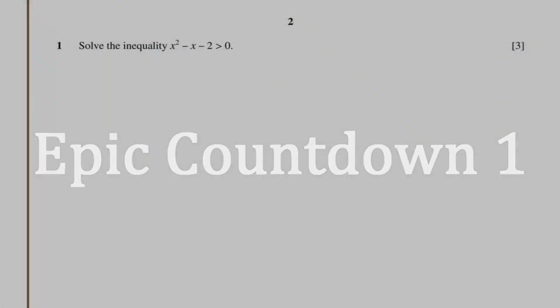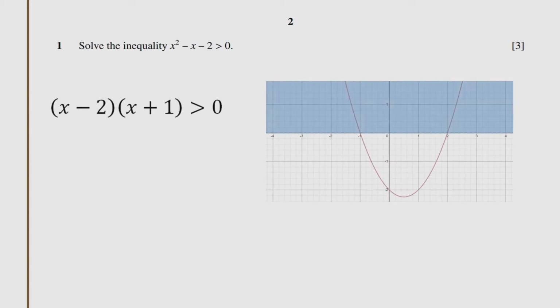So on the left hand side, you can see that we can factorize that. So let's do that. So there's (x minus 2) multiplied by (x plus 1) is more than 0. We can now sketch a graph to illustrate what is going on. So the roots here are x is equal to 2 and x is equal to negative 1. And we want the portion above the x-axis. So our conclusion would be x is less than negative 1 and x is more than 2.